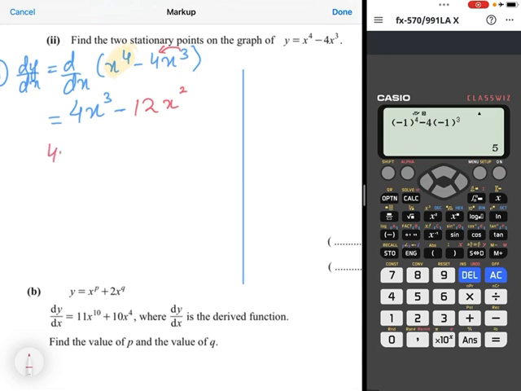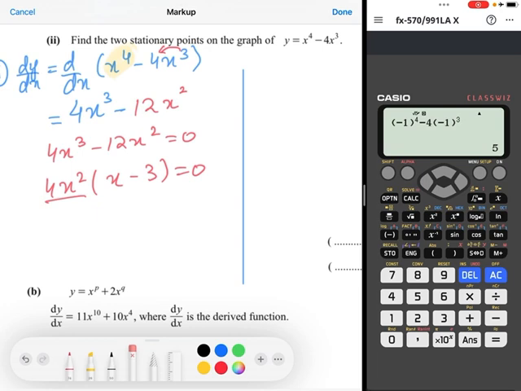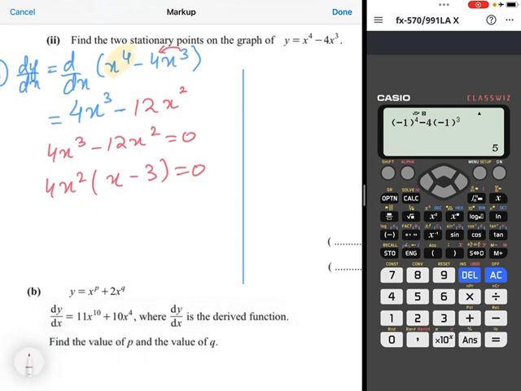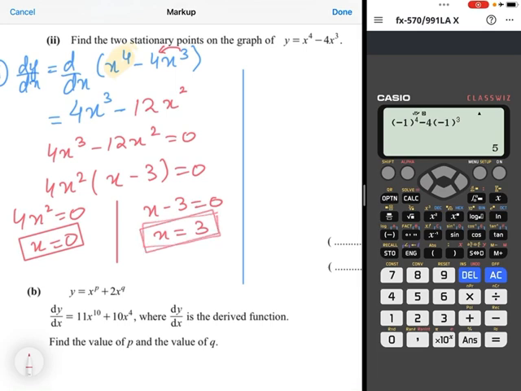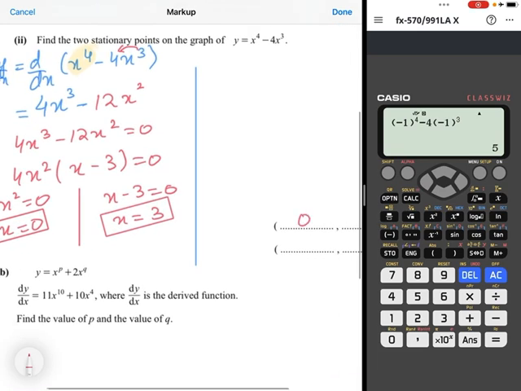Now we have to put it equal to 0. So 4x cube minus 12x square equals 0. I can see that I can take 4x square as common. So I'm left with x minus 3 equals 0. So 4x square equals 0 means that x equals 0. I got one coordinate. Another coordinate is x minus 3 equals 0, so x equals positive 3. I got the two x coordinates, which are 0 and 3.